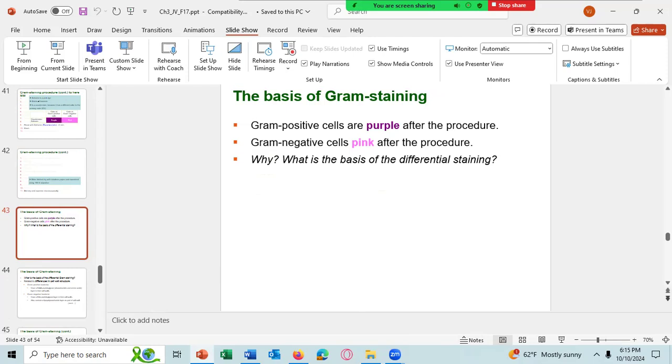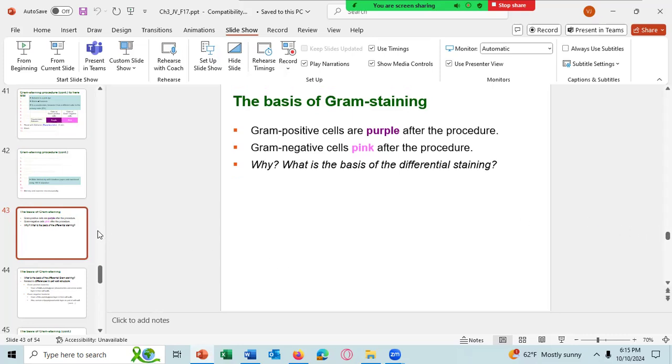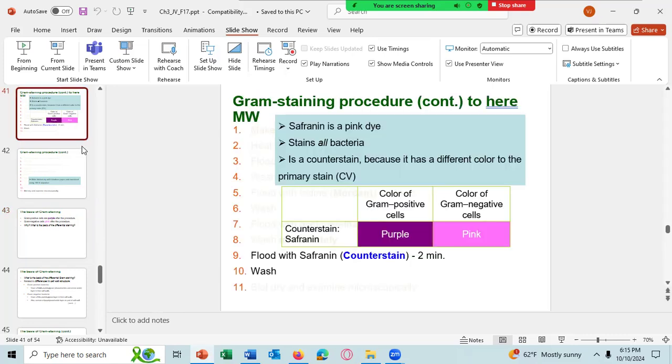All right, the gram-positive cells are purple, the gram-negative cells are pink after the procedure. Why? What is the basis of the differential staining? Well, first, let me get back to this point here. And then I'm stating that the safranin stains all of the bacteria. Why do the gram-positive cells not stain pink?